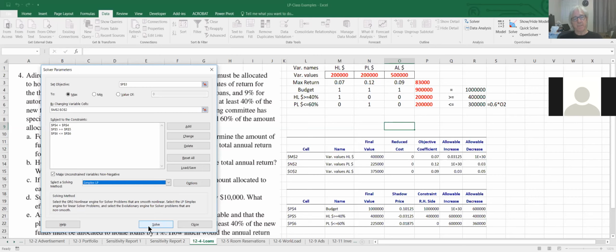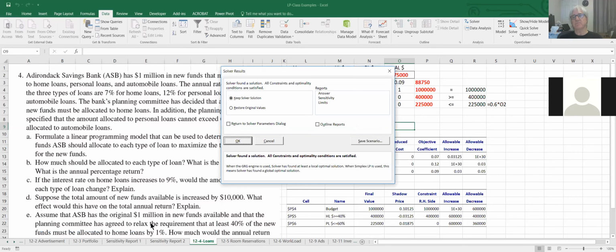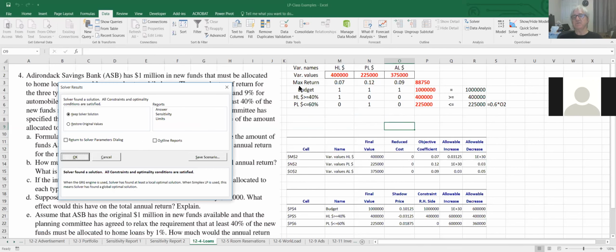We are done. So we solved the problem, and you get the solution. It tells you that you will put $400,000 in home loans, $225 in personal loans, $375 in auto loans, and by the way, if you multiply this by 60%, you'll get exactly $225, as you see here. Okay.